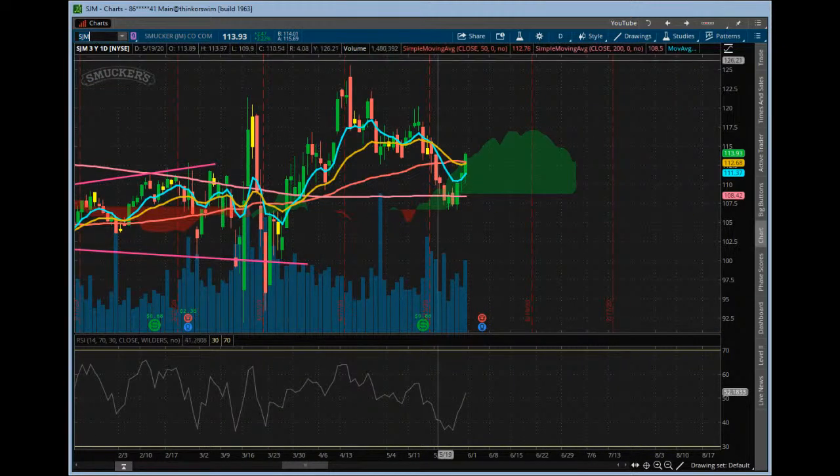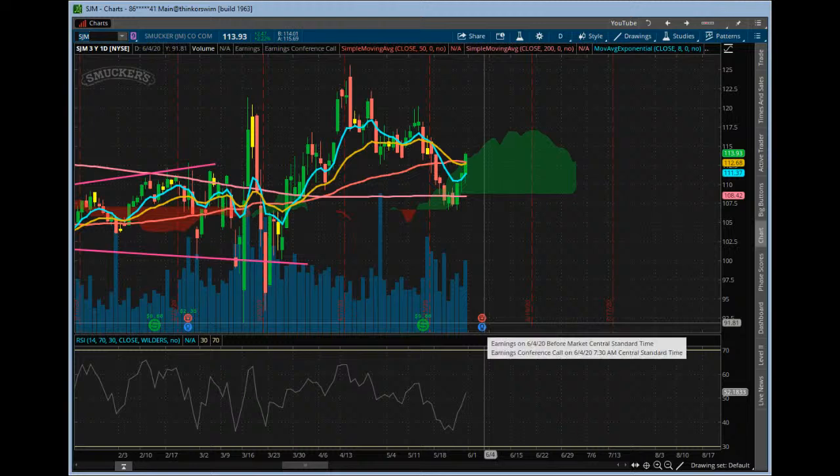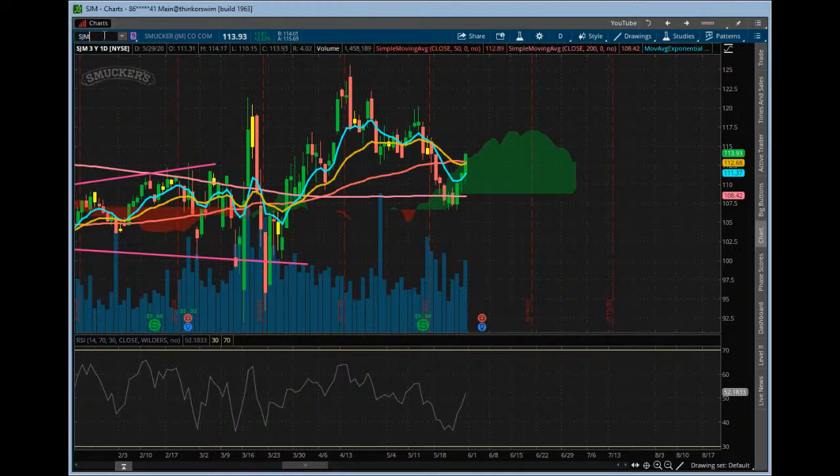And then SJM, Smuckers. So that closed above the cloud. Good volume over a lot of good moving averages right here. It's got earnings coming up this week. So let's see how that holds right there on Smuckers. So good stuff.